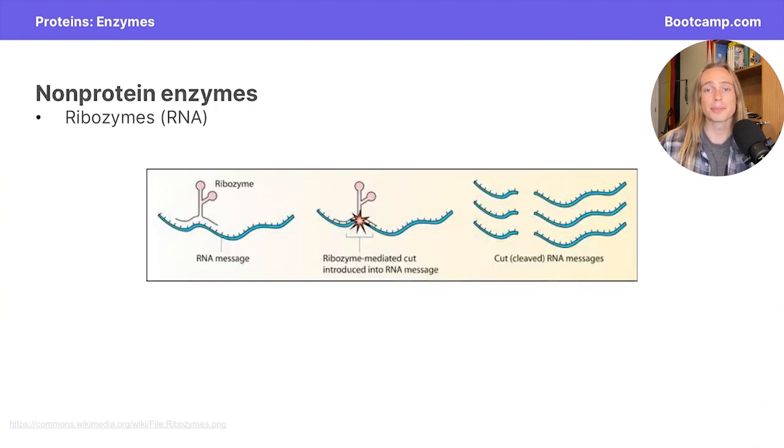While the majority of enzymes are made of proteins, there are a few examples of non-protein enzymes. One such non-protein enzyme is known as a ribozyme, as we see here.